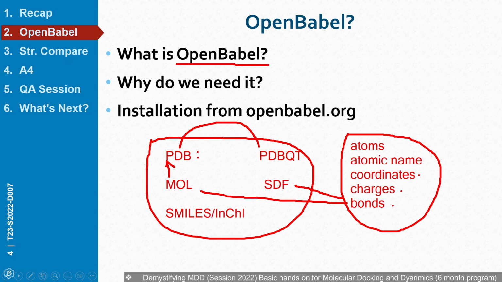So over time we will be requiring this to interact with different software. Today we will be just installing OpenBabel. We don't have to do anything, just keep it installed on your system.